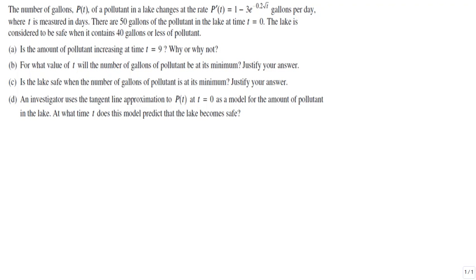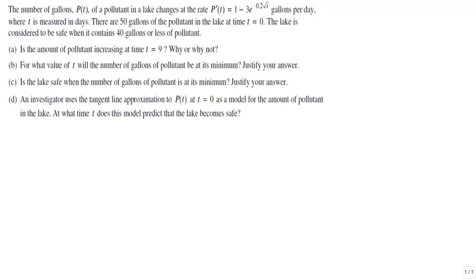In problem number 2, we have the number of gallons, P of t, of a pollutant in a lake changing at the rate of P prime of t is equal to 1 minus 3 e to the negative 0.2 squared of t gallons per day, where t is measured in days. There are 50 gallons of the pollutant in the lake at time t equals 0. The lake is considered to be safe when it contains 40 gallons or less of a pollutant.